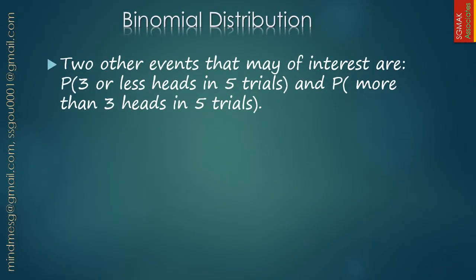Now, two other events that may be of interest are probability of getting 3 or fewer heads in 5 trials, and probability of getting more than 3 heads in 5 trials. So we're defining two events here. What's the probability you get 3 or fewer heads in 5 independent trials, and more than 3 heads in 5 trials?